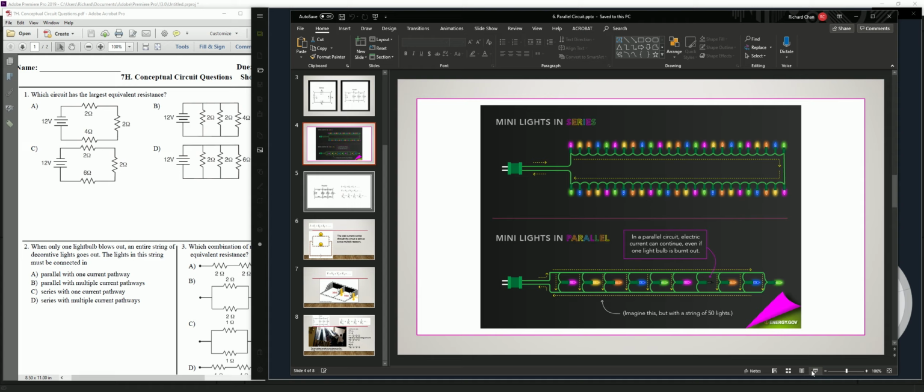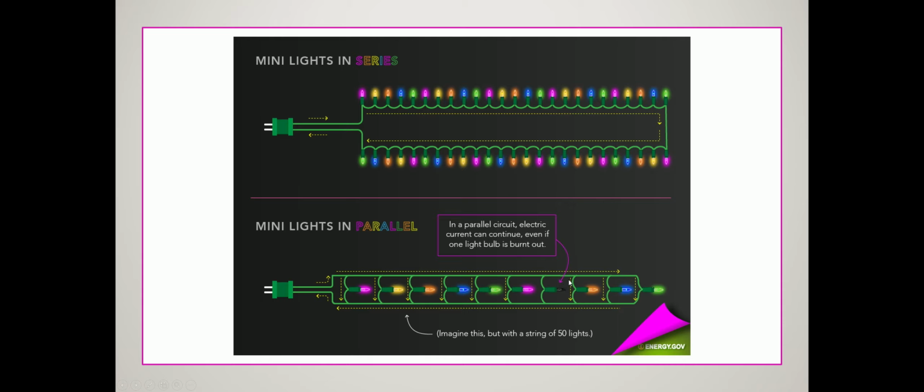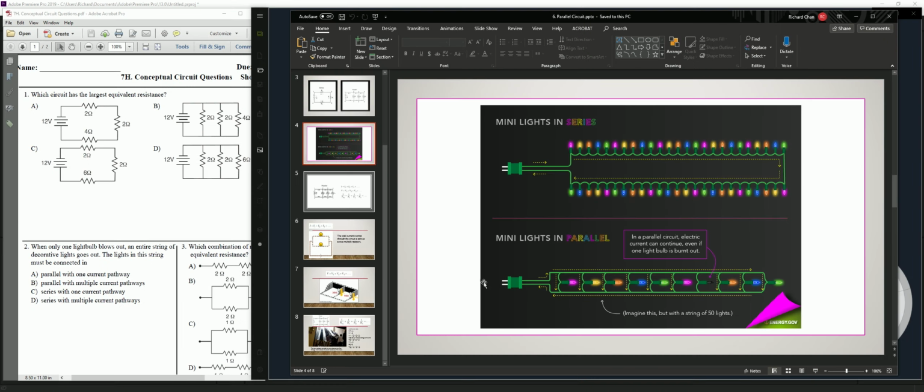Now, if you take a look at this thing right here, if one light blows out, I want you to take a look at the bottom. Even though only one light blows out in a parallel circuit, there are other pathways, right? Electric current can go through here, here, and here, and every other single light will still work. So it's definitely not parallel, because the problem says that when one light blows out, the entire string of decorative lights goes out. There's no way it can be parallel.